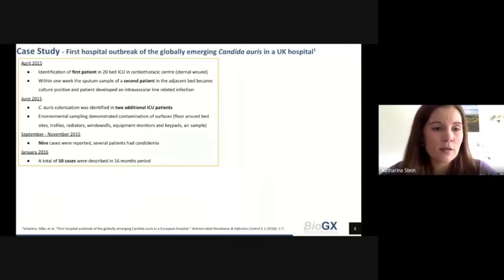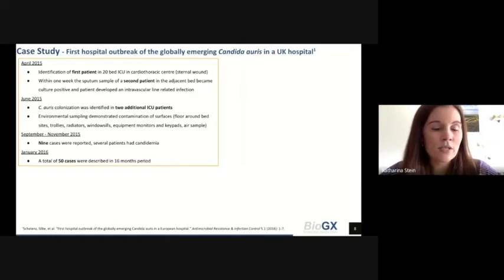And the second patient was culture positive at first and then developed an intravascular line related infection caused by Candida auris. So this all happened in April 2015. And then about 2 months later, Candida auris colonization was reported in 2 additional cases. And at that time, environmental screening was performed from different surfaces. So the floors around the bedsides, trolleys, or the equipment was swabbed, and those swabs also came back positive. And then between September and November 2015, 9 cases were reported, and several of those patients also had developed candidemia.